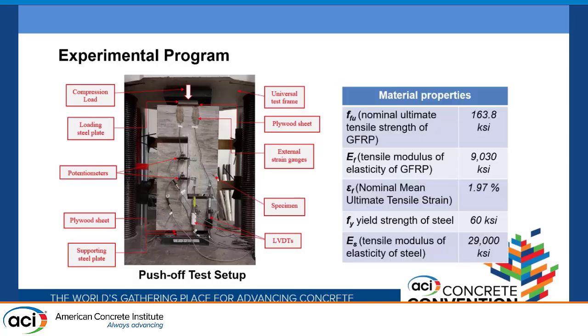These are the mechanical properties of the GFRP rebar that we use. And just to keep in mind this value, because we are going to make a comparison later. The nominal ultimate tensile strength, almost 2% of that GFRP rebar. The tensile strain, the modulus of elasticity, and this one, the homogeneous for steel.